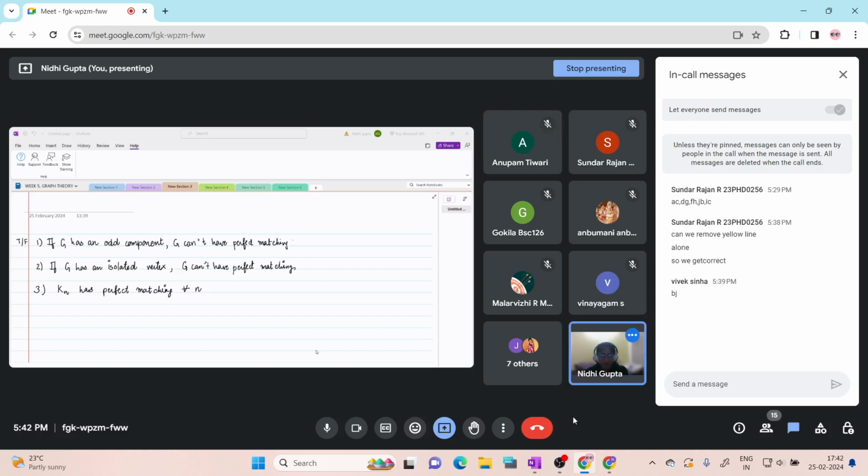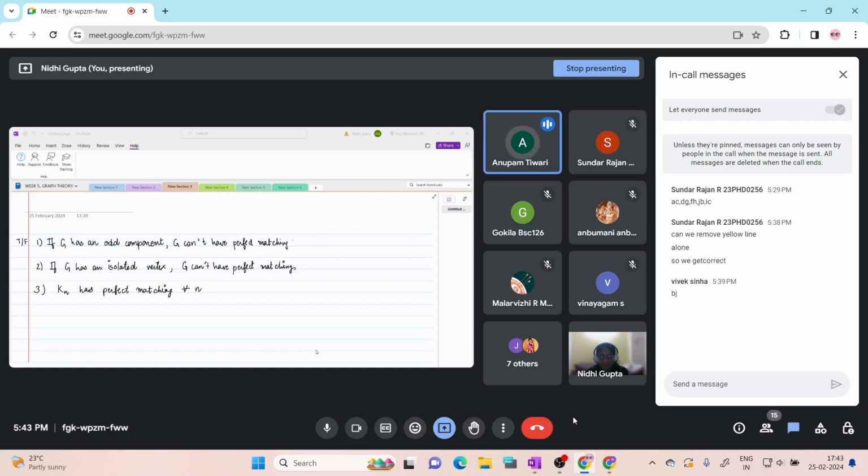Why is it true? Ma'am, we can take the example of a triangle, and then it has an odd component, but it doesn't have a perfect matching. Yes, but if you are saying it is true, then it should work for every graph which has an odd component. Okay, so yes, you are right. So why is it working for a triangle? What is the reason it is working for a triangle? Then you can give the same reason for the others.